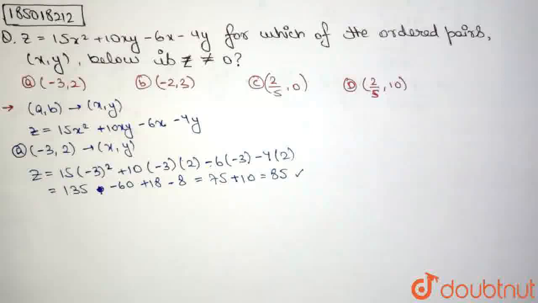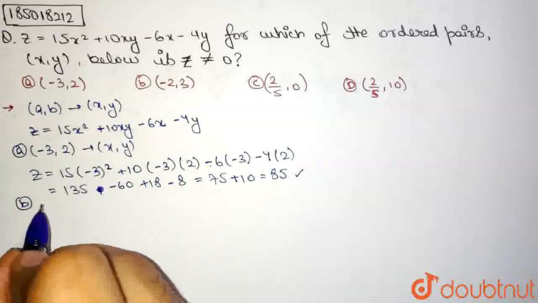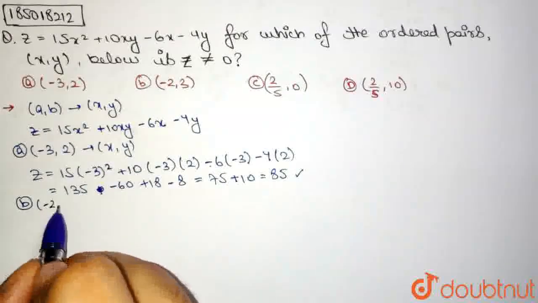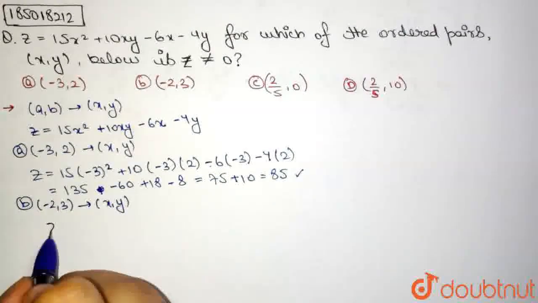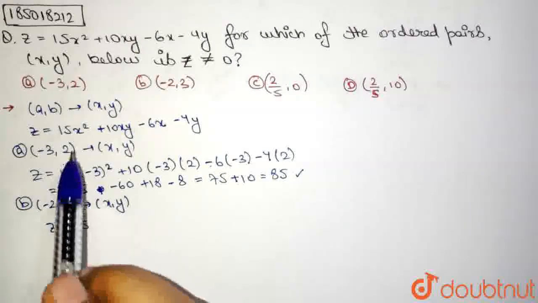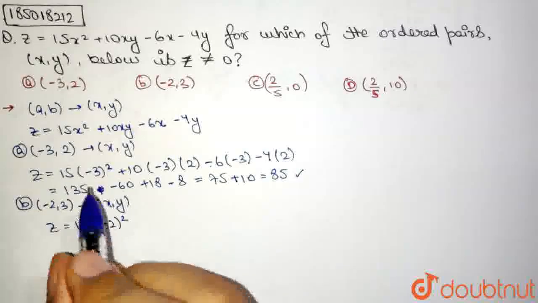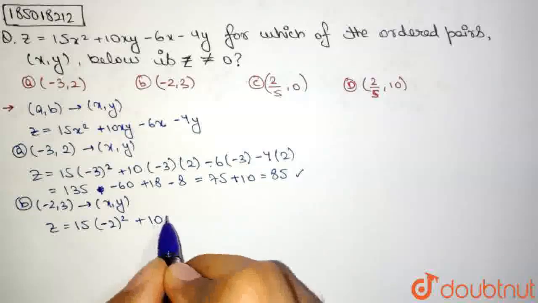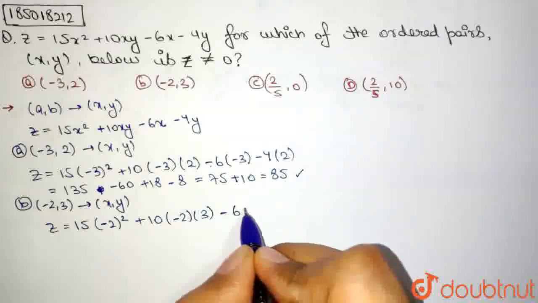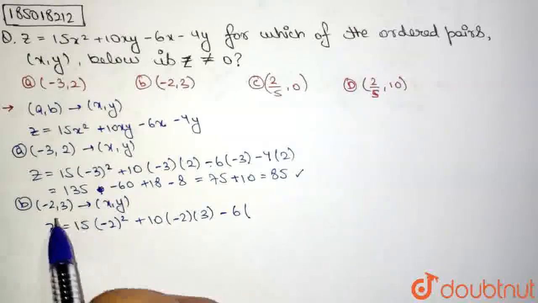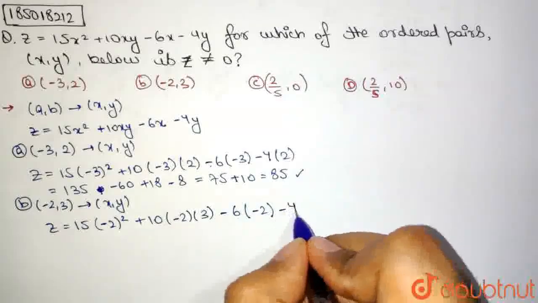But we also check for the other options. So if we check for option B, the option B is minus 2 comma 3, which is nothing but x comma y. So we can say z is equal to 15 times of x square. So here x is minus 2, so minus 2 square plus 10 times xy. So plus 10 times x is minus 2 and y is 3. Then we have minus 6 times x, so minus 6 times, and x we have as minus 2. And then we have minus 4y. So minus 4 and y is 3.